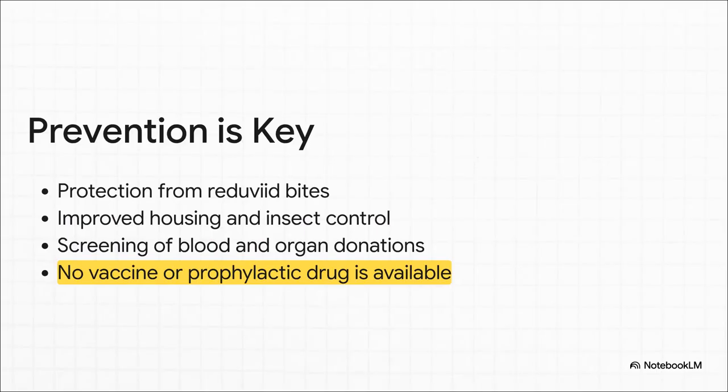And this brings us to what is arguably the most important point of all. We have no vaccine. There's no prophylactic drug you can take to prevent Chagas. This means prevention is everything. It all comes down to public health measures, vector control through better housing and insecticides, using bed nets, and, this is huge, screening blood and organ donations to stop transmission through those routes.